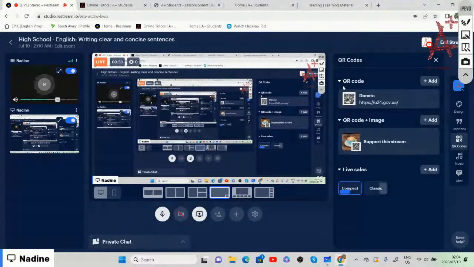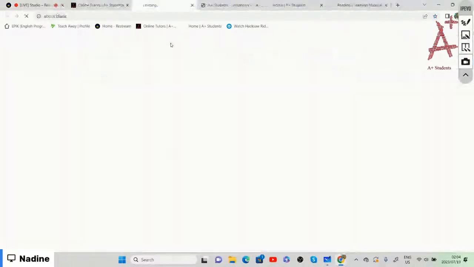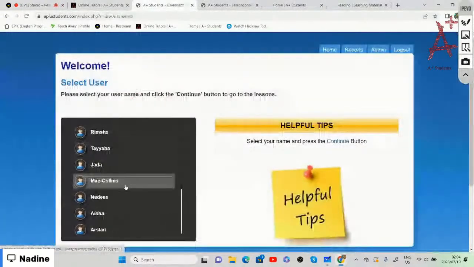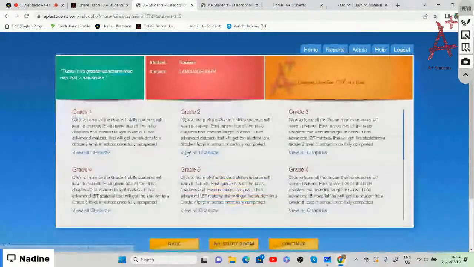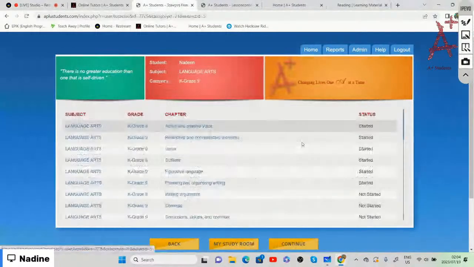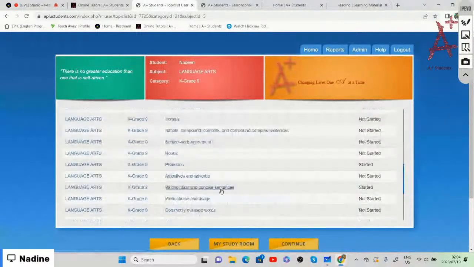Before we start with our lesson, you're going to click on the aplusstudents.ca. Then you're going to log in with your username as well as your password. We're going to choose language arts, and then we're going to open the grade 9 lesson, or the chapter, on writing clear and concise sentences.